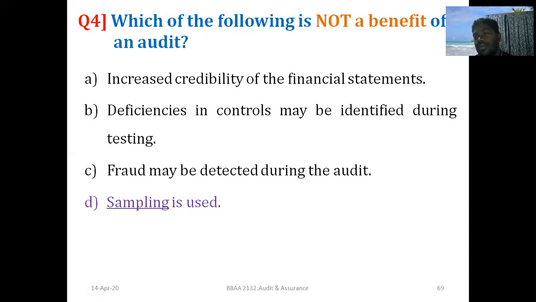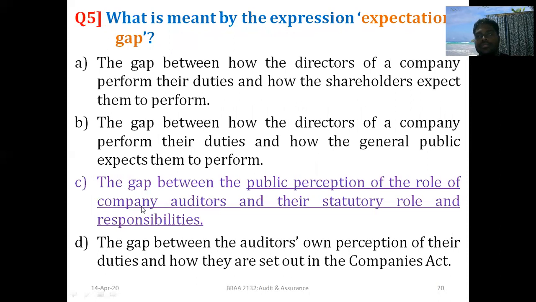Is it possible to check all the 12 months, 365 days of transactions within 3 months? That's why auditors use a sample basis, randomly take some items and check. So that's the sampling they use. That is a big drawback because based on the sample, suppose out of 1,000 transactions, if they randomly take 2-3 items and all 2-3 items are correct, then they finally conclude all 1,000 transactions are perfect. So that's a problem. So this is not a benefit. So the answer is D.